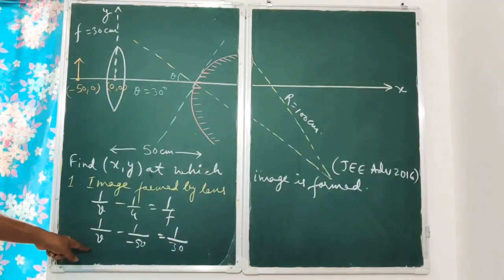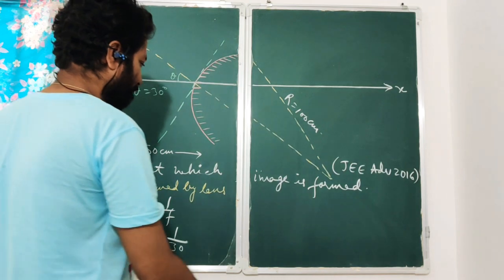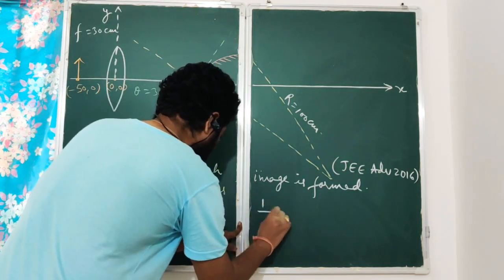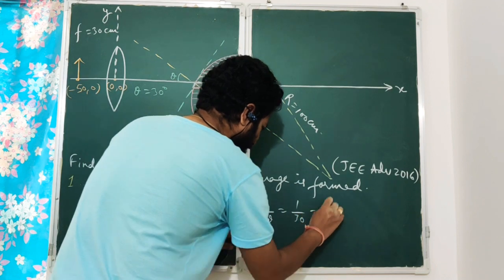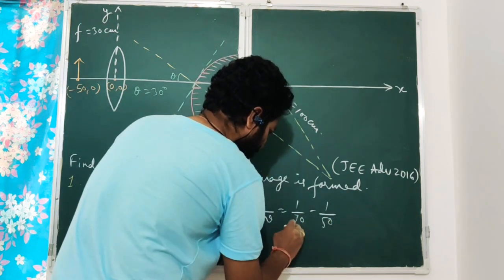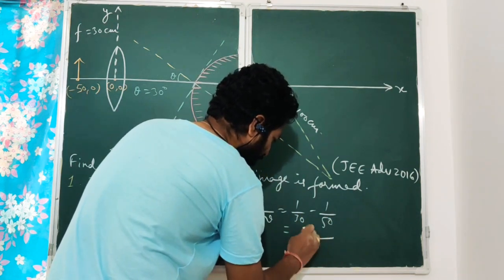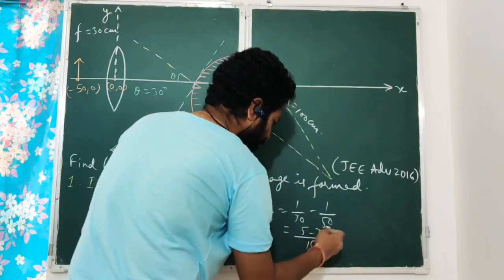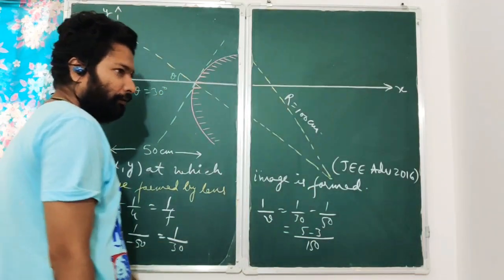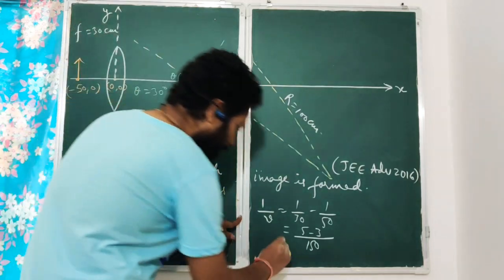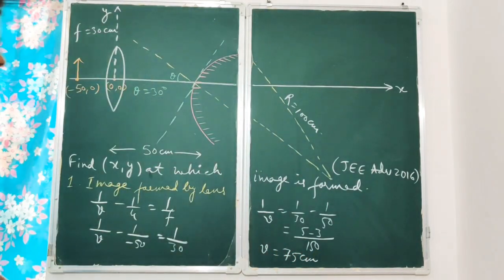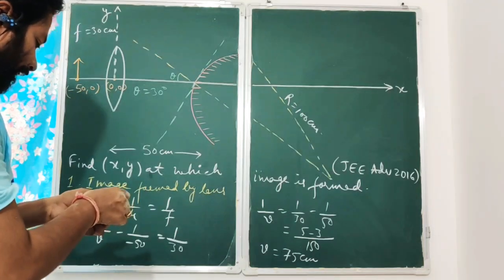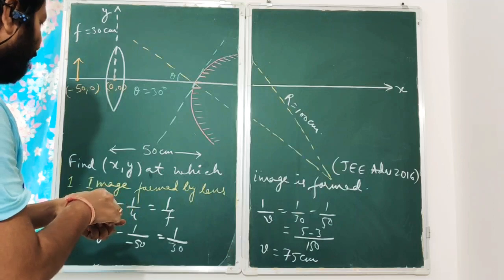So it will become 1 by v. I'll write it here. That will be equal to 1 by 30 minus 1 by 50. So it is 150, 5 minus 3. So 2 by 150, so 1 by 75. So V here it will become 75 centimeter. So that means the first image will be formed at 75 centimeter.